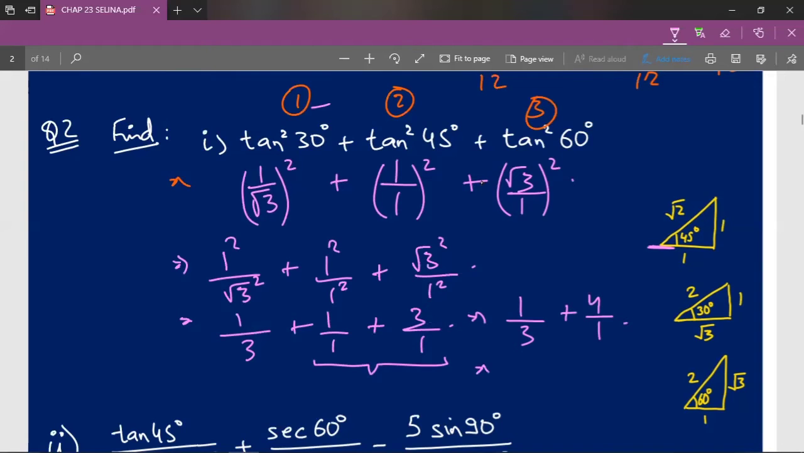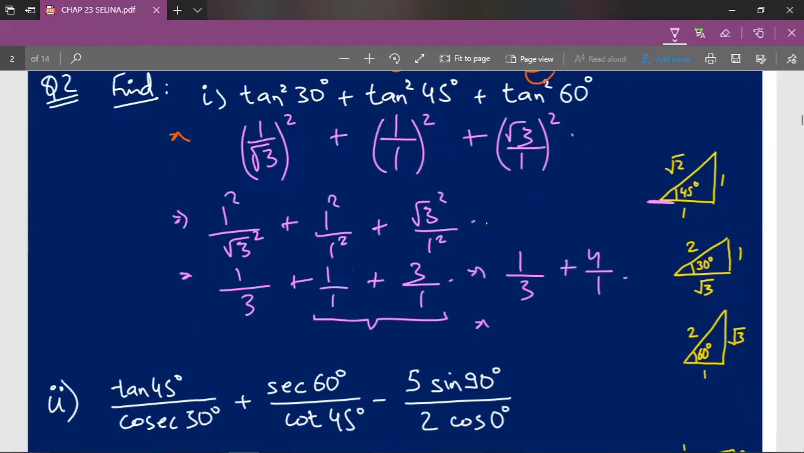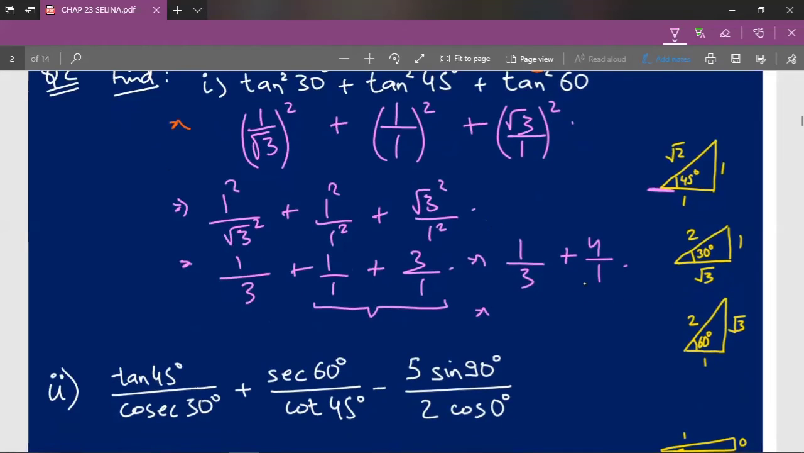And our denominator is not equal, so therefore we have to find our LCM. 3 into 1 is 3, so therefore our LCM will be 3. So therefore 3 into 1 is 3, so 1 into 1 is 1, plus 1 into 3 is 3, so therefore 4 3s are 12, which will be equal to 13 upon 3. And this can be further written in mixed fraction as 4 1 upon 3.